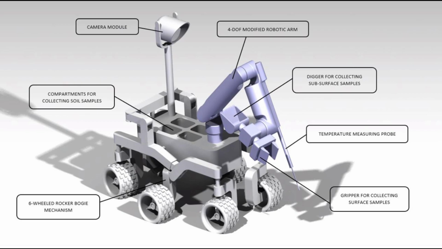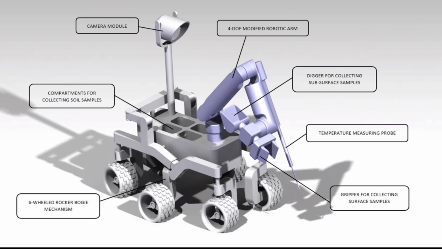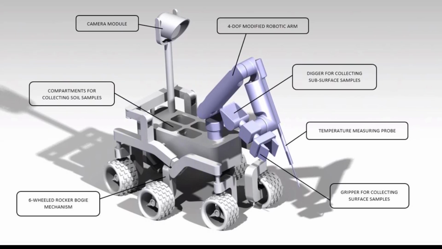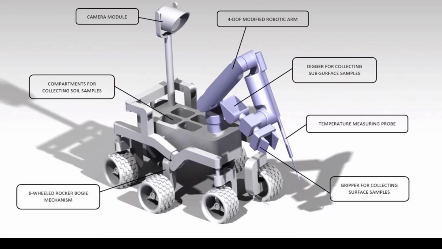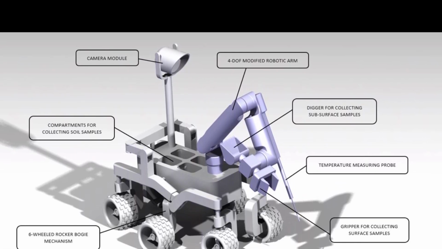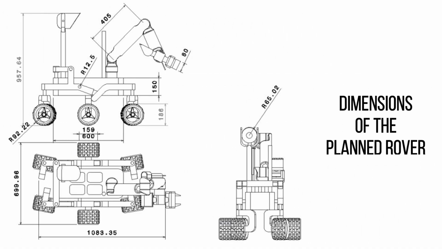The arm consists of multiple components designed for specific purposes. It consists of a gripper for collecting surface samples, a digger for collecting subsurface samples, a temperature measuring probe, and a 4 degree of freedom manipulator arm. We also have a camera module, a compartment for collecting soil samples, and a 6-wheel rocker bogie mechanism. These are the dimensions. It is designed in CATIA, keeping the workspace in mind.